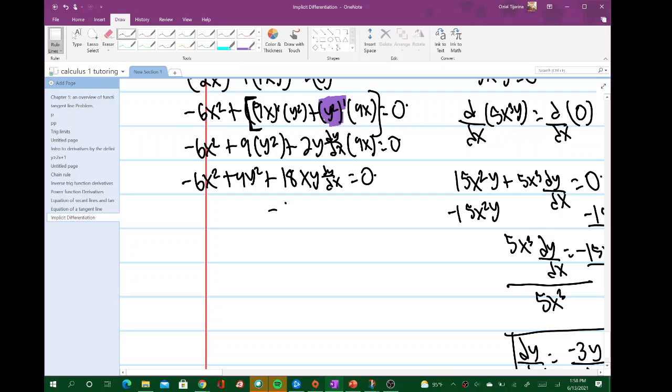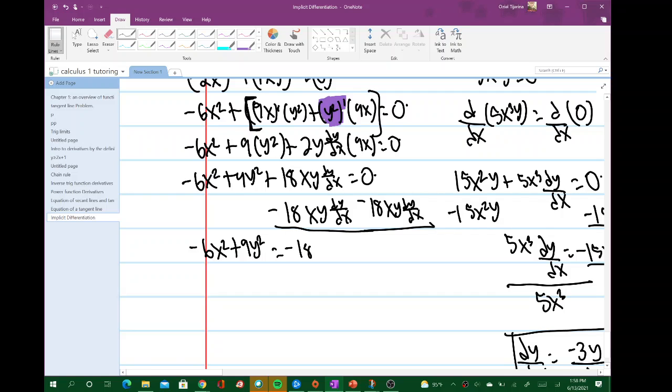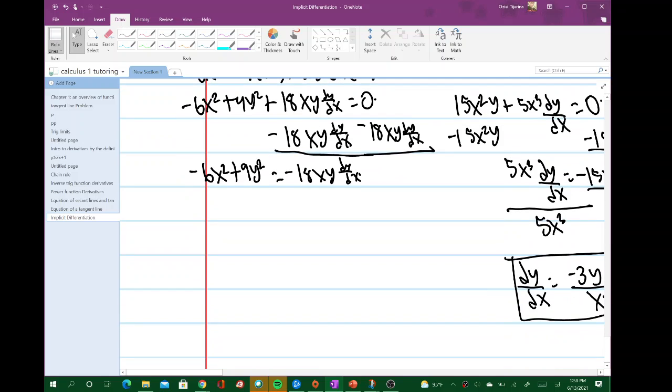And go ahead and subtract. So you're going to want to get dy dx on its own. You're going to subtract 18xy dy dx on both sides. This is equal to negative 6x squared plus 9y squared equals negative 18xy dy dx. So then, to get dy dx on its own, you're going to divide by negative 18xy.